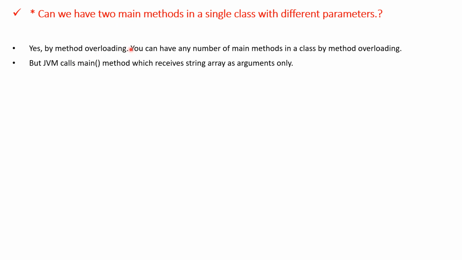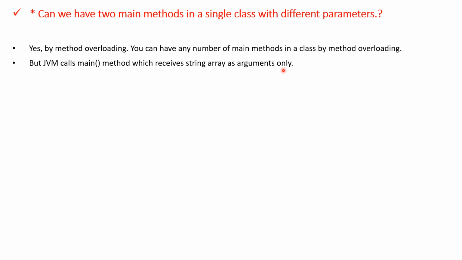In the same way, can we do it for the main method? Yes, by method overloading, you can have any number of main methods in a class. So yes, it is possible for us. But the JVM calls only the main method which receives a string array as arguments. This we have to clearly understand.